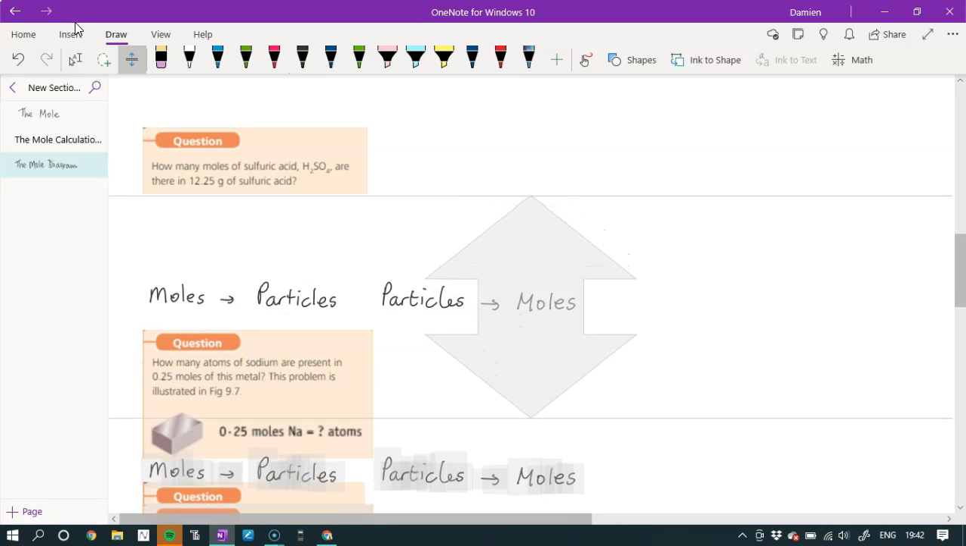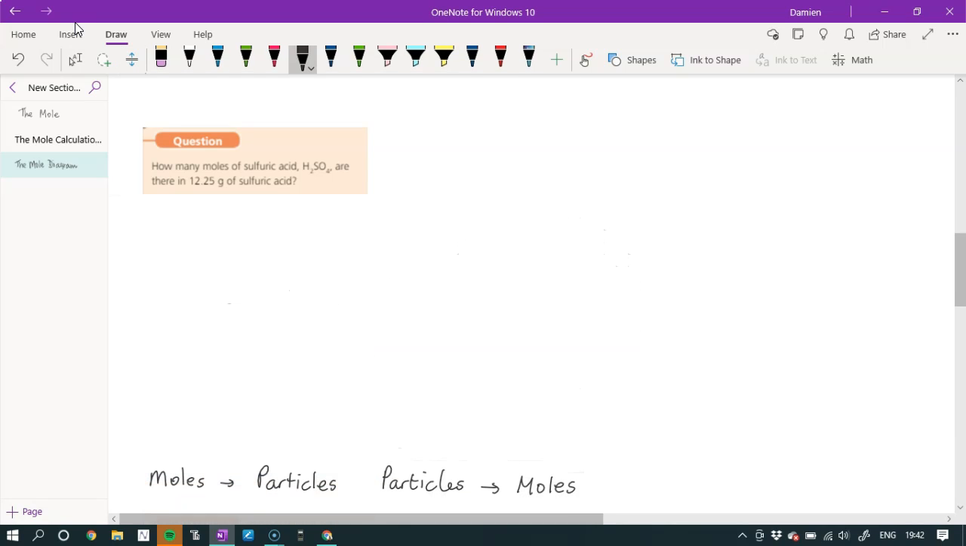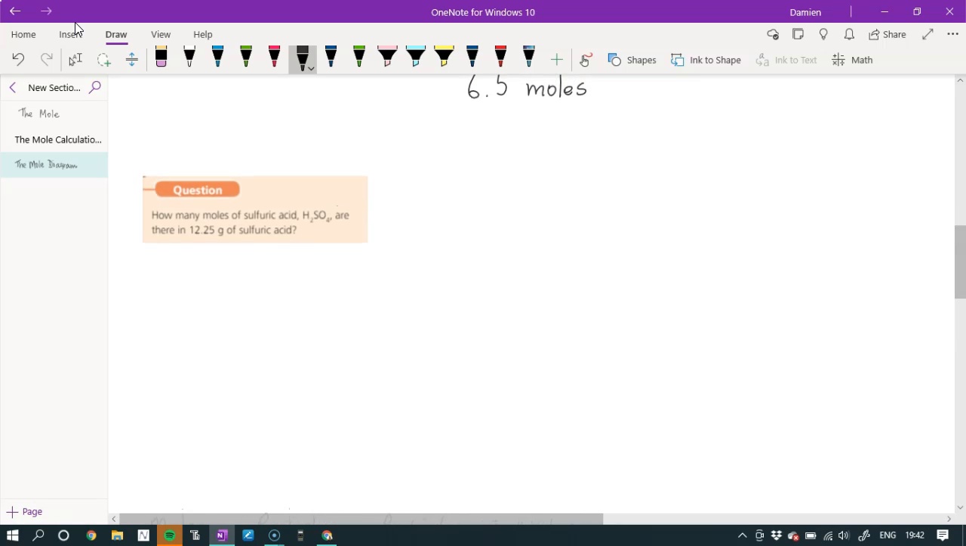How many moles of sulfuric acid are there in 12.25 grams of sulfuric acid? So again, identify what you have. We have this, which is our mass, so we're starting at the top. We're asked to find how many moles. So we need to get to the moles part of the diagram, and we have our molecule H2SO4. So it's going to be 12.25 grams divided by the molecular mass of sulfuric acid.